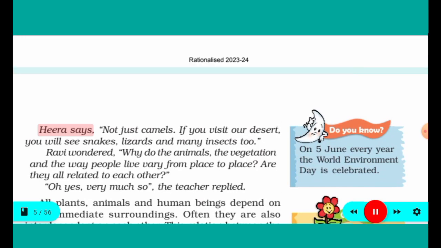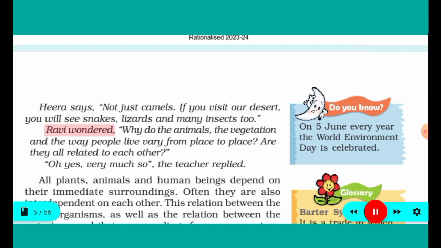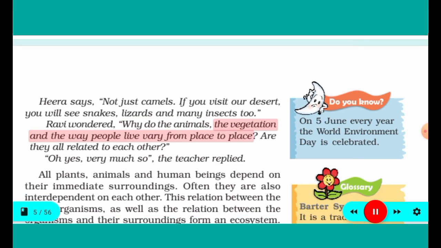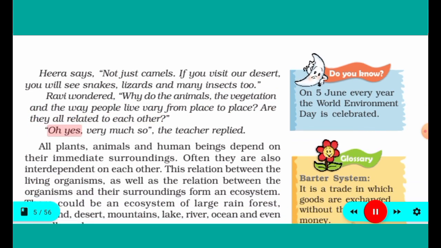Hira says, "Not just camels. If you visit our desert, you will see snakes, lizards and many insects too." Ravi wondered, why do the animals, the vegetation and the way people live vary from place to place? Are they all related to each other? Oh yes, very much so.